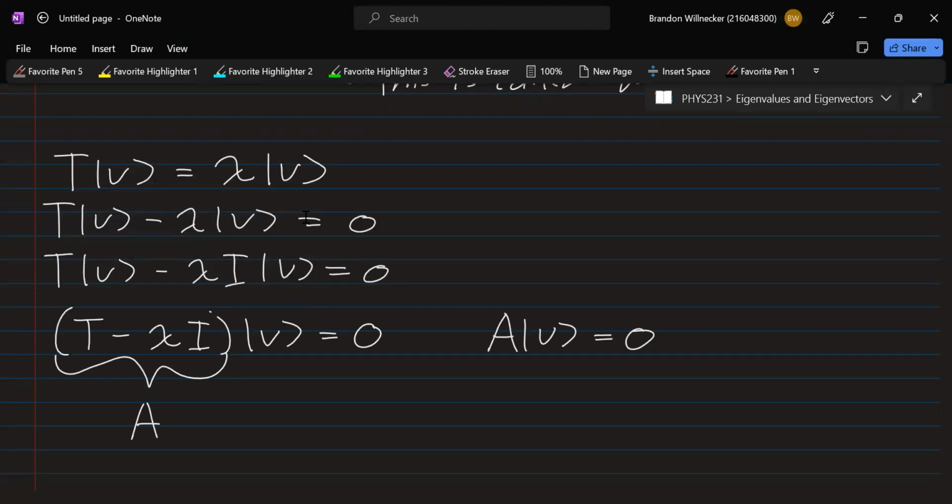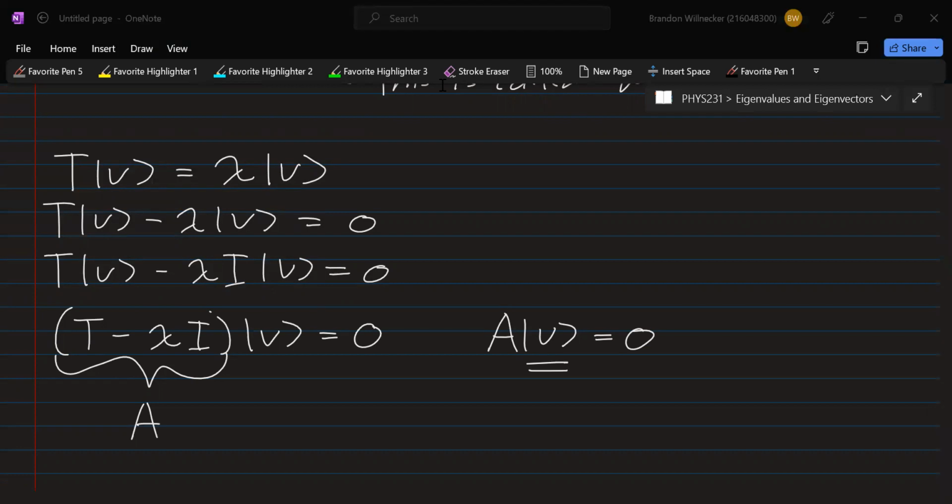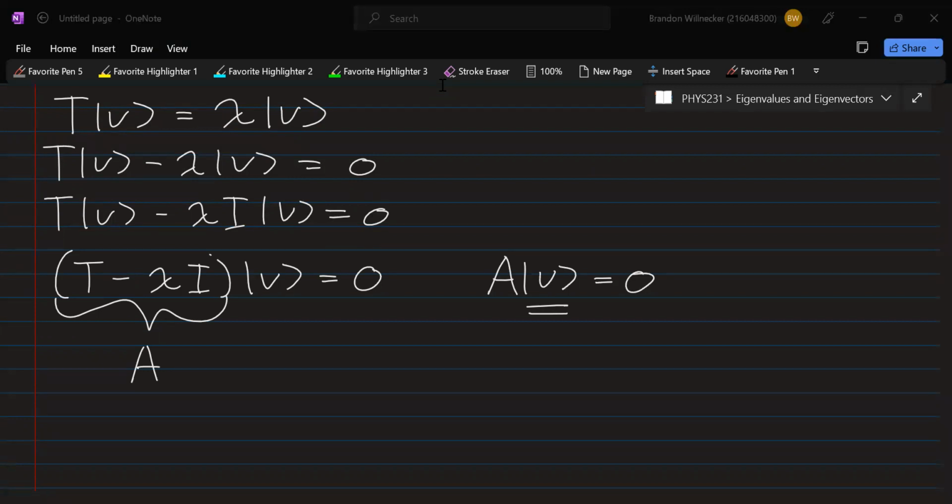Okay, so this is the equation that we would like to solve, because we want to solve for these solutions v. However, if A is invertible, then we can multiply both sides by the inverse, and then the only solution we'll get is the 0 vector, which is not very interesting. We don't want the zero vector as an eigenvector. Yeah. So the only option we have is for A to be non-invertible or singular, and in that case, we get non-zero solutions.